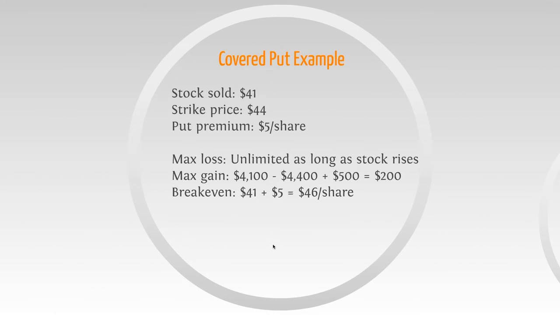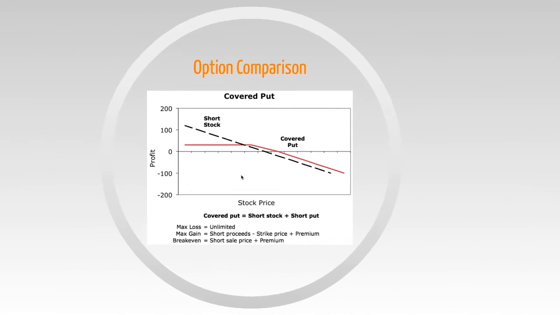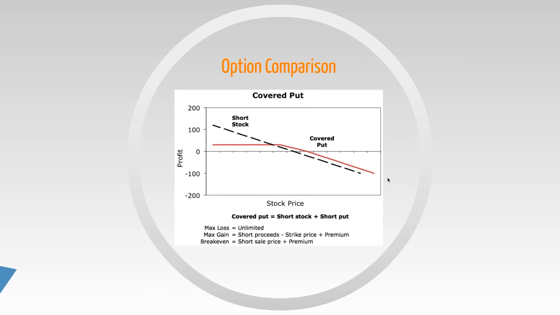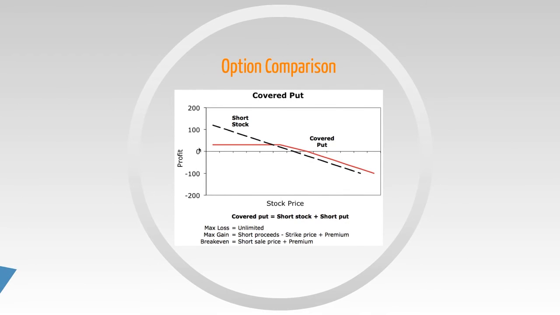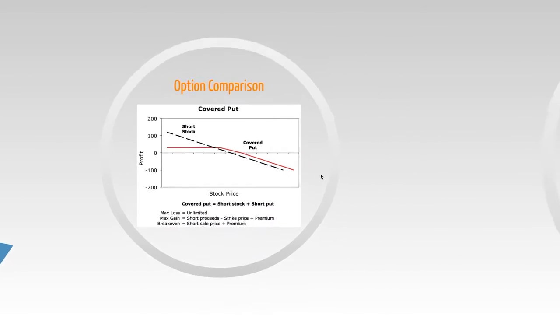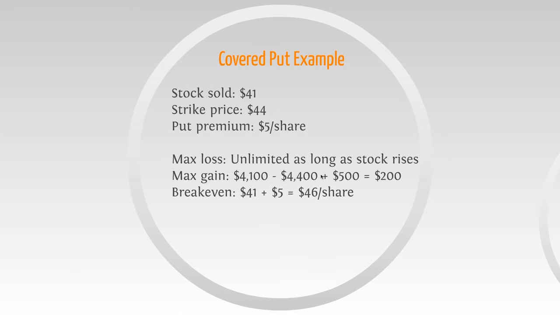We have an unlimited loss as the stock rises, and we saw that here with this solid line heading downwards as the stock price would be going up. And then we're flatlined on the gain side to the $200. And again, the straight line that we see here is at $200 net premium amount. And the break even is at $46 a share.